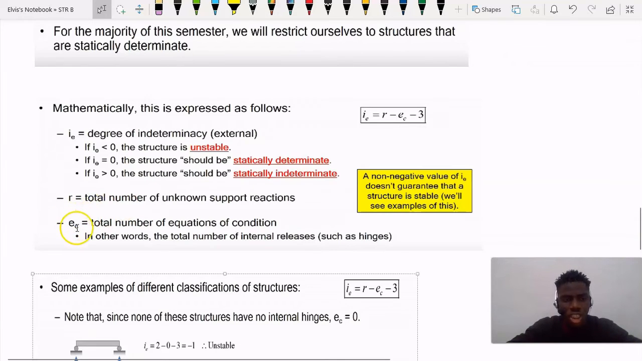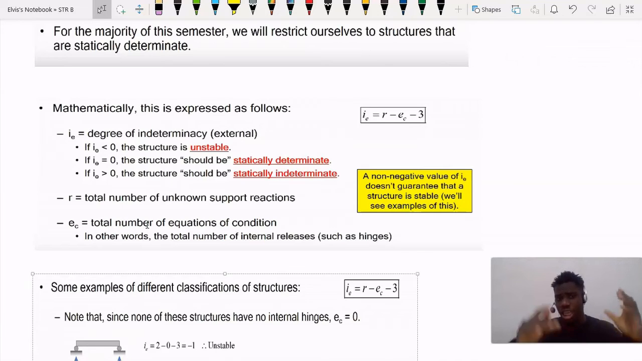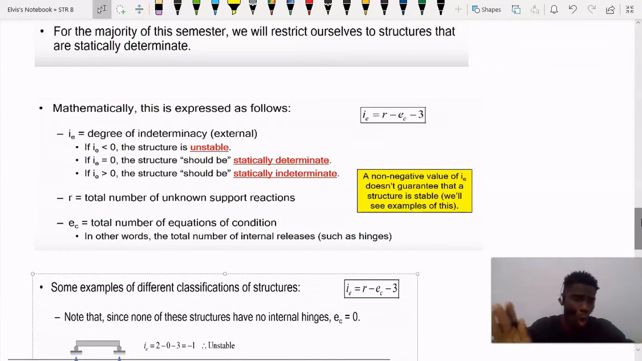Now, guys, what is E sub C? This is what we know as the total number of equations of condition. In other words, this is the total number of internal releases, okay? So these internal releases, this is what we know as hinges, okay? So we're also going to determine if the structure is going to have hinges or not, okay?